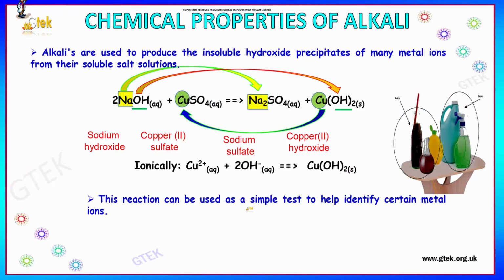We'll talk about the chemical properties of alkali. Alkalis are used to produce the insoluble hydroxide precipitates of many metal ions from their soluble salt solutions. You can see sodium hydroxide reacts with copper sulfate, which forms sodium sulfate and copper hydroxide. So basically your copper reacts with hydroxide to form copper hydroxide.